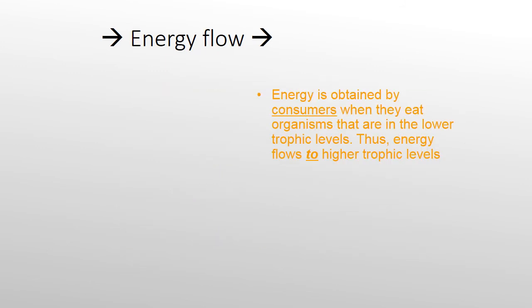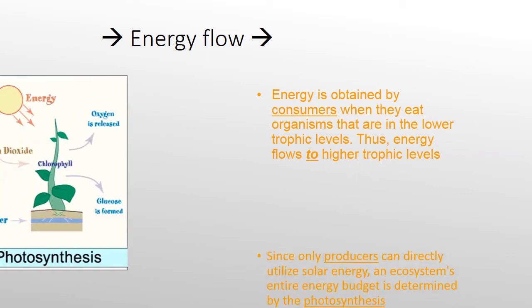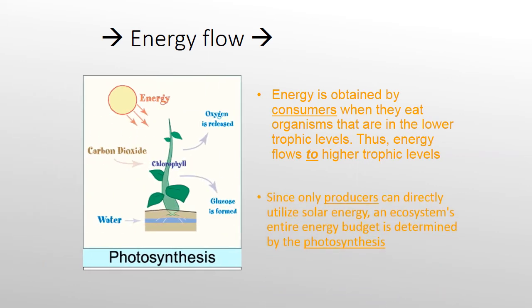Okay? Energy is obtained by consumers when they eat organisms that are in the lower trophic levels. Thus, energy flows to higher trophic levels. In other words, it goes from the bottom up. The plants get all the energy that we can possibly collect from the sun, and then everything else gets whatever's left over. Since only producers can directly utilize solar energy, an ecosystem's entire energy budget is determined by photosynthesis. So basically, how much energy goes up is determined by how many plants there are. So it's good to have plants around.